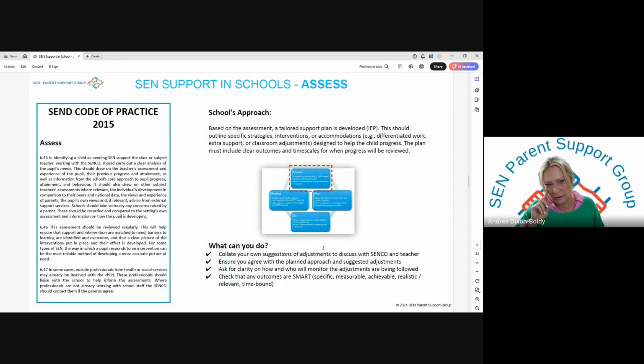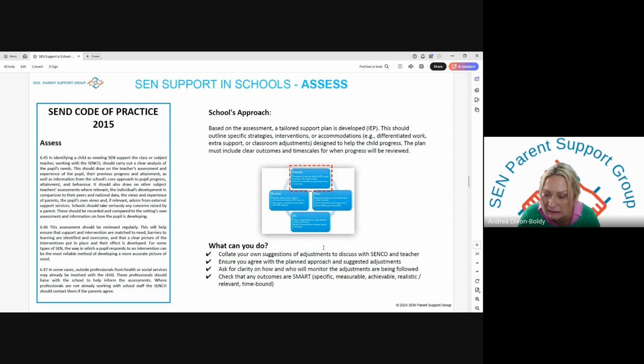So what can you do whilst the school are doing this approach? What you can actually do is collate your own suggestions of adjustments to discuss with the SENCO and teacher. You can utilise the resources we have in group, which break down those 4 areas of need. If you remember, they are cognition and learning, communication, interaction, social, emotional, mental health, sensory and or physical.